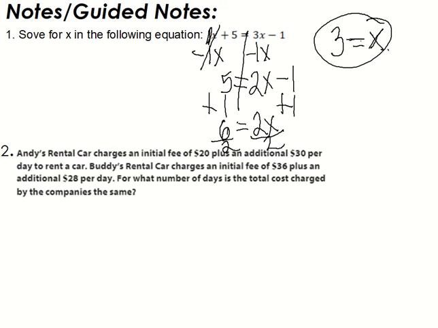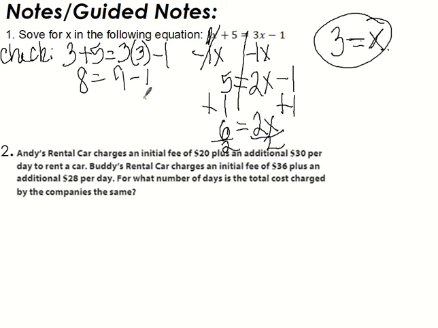So just like when we did one-step and two-step equations, we can always check our answer to see if we did it correctly. And all we do is plug this in, but now we plug it in two places. So if I did my check, I'm going to do it over here. I would do 3 plus 5 equals 3 times 3 minus 1. So 3 plus 5 is 8. And then 9 minus 1, we do get 8 equals 8. So good, we got it correct, and we know our answer is right. So you can always check your solutions.